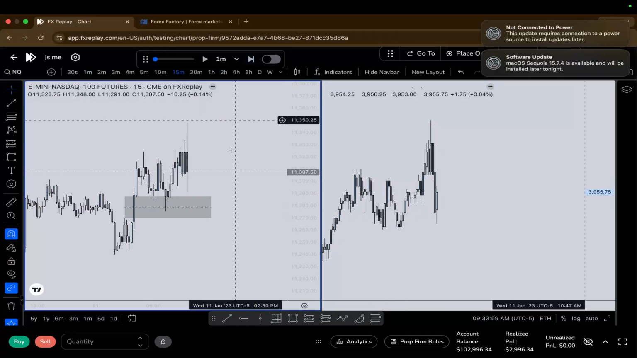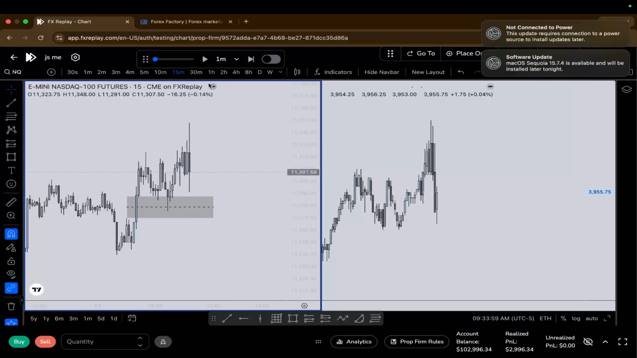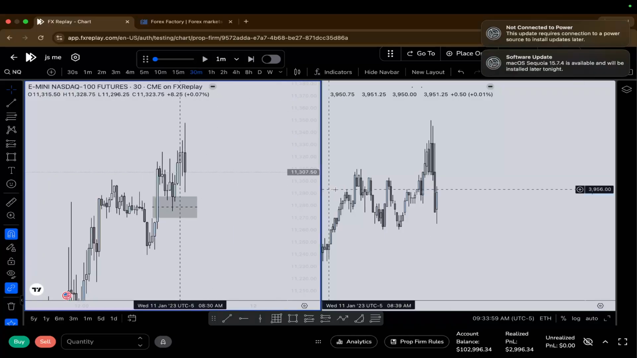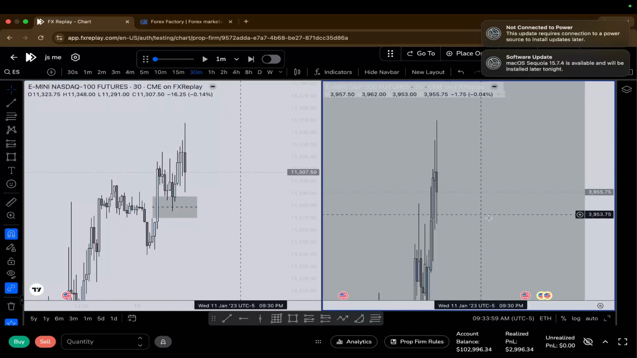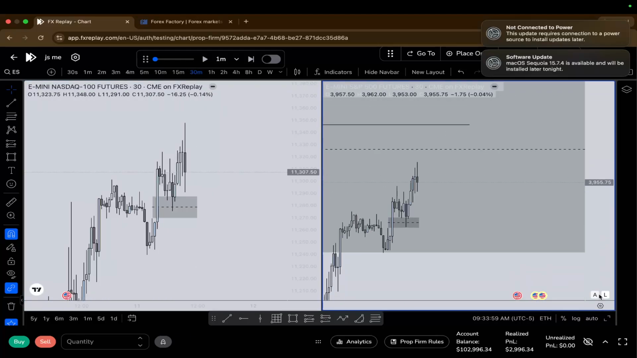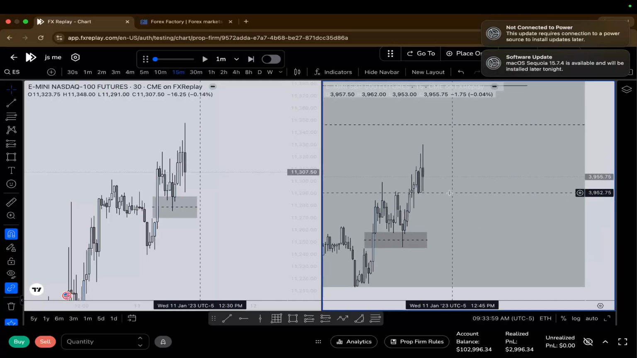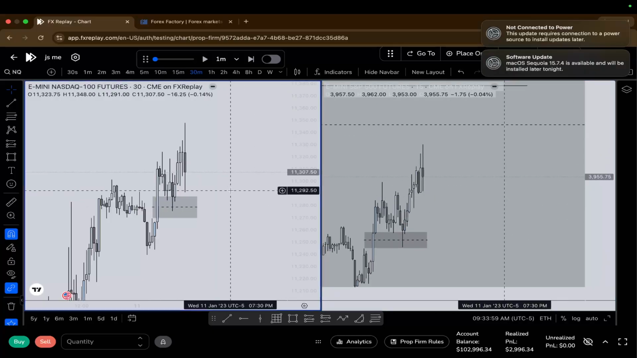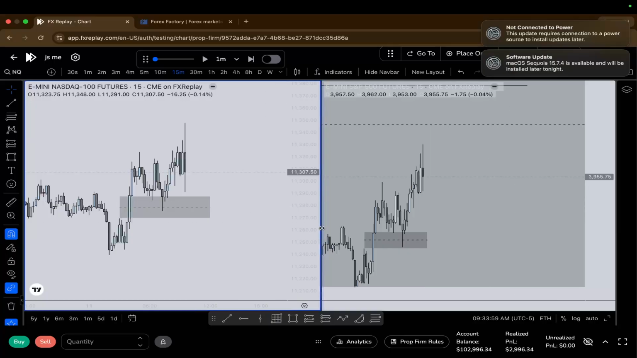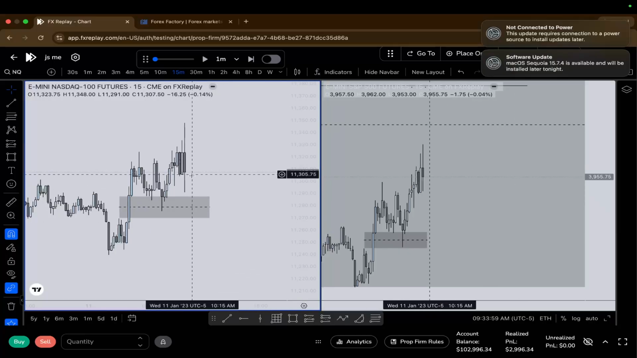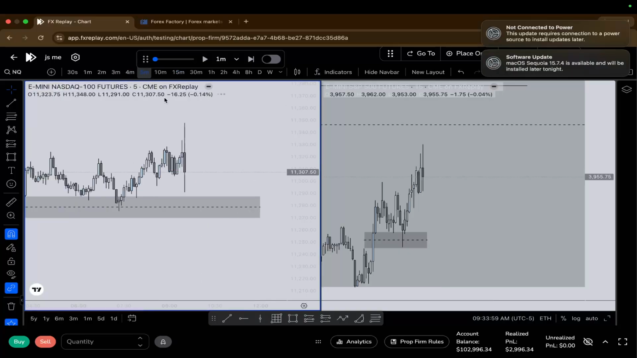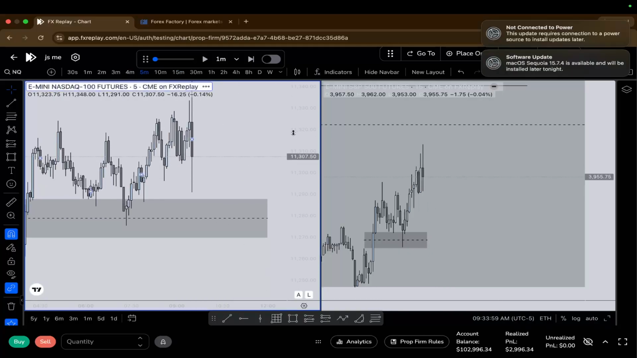Okay, so we enter this 15-minute. Is it like a 30-minute or something? No. Damn, this is really unfortunate. It's an already mitigated 15-minute. I don't know if I'd want to take a long off this little gap, and I'm pretty sure I wouldn't. What else do we have?